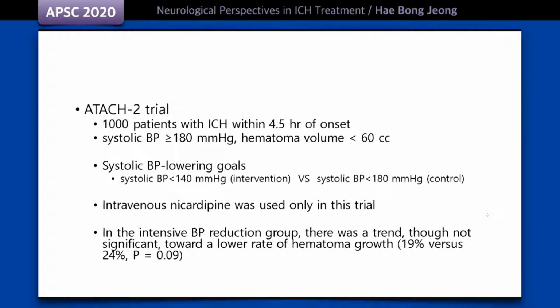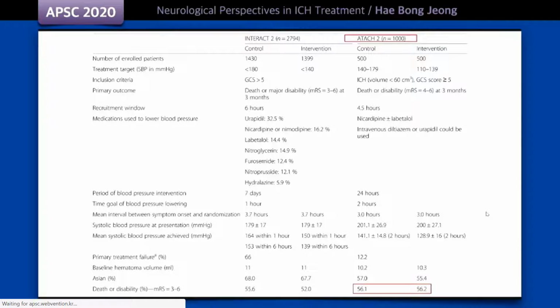Another randomized clinical study, the ATTACH-2 trial, compared treating the systolic BP below 140 mmHg versus below 180 mmHg in 1,000 patients with ICH within 4.5 hours of onset. Intravenous nicardipine was used in this trial, while multiple agents were administered in the INTERACT-2 trial. The study results demonstrate no difference in the rate of death or disability, as a score of 4 to 6 on the mRS scale at 3 months between the two groups.